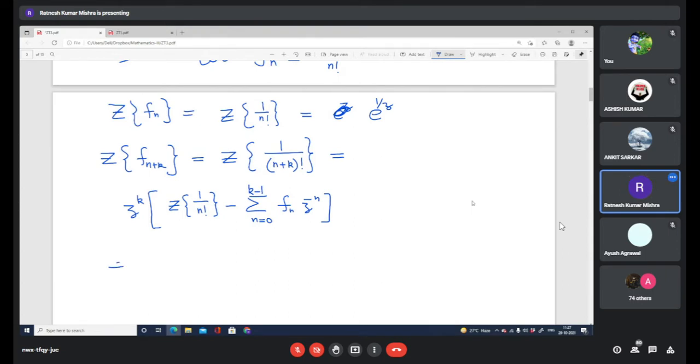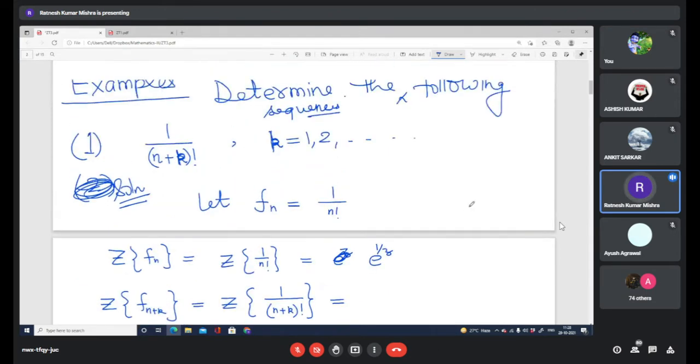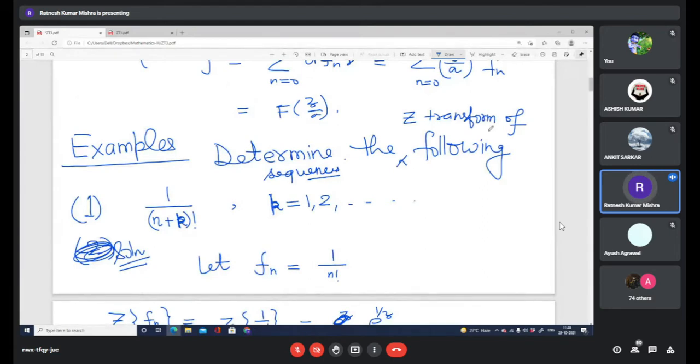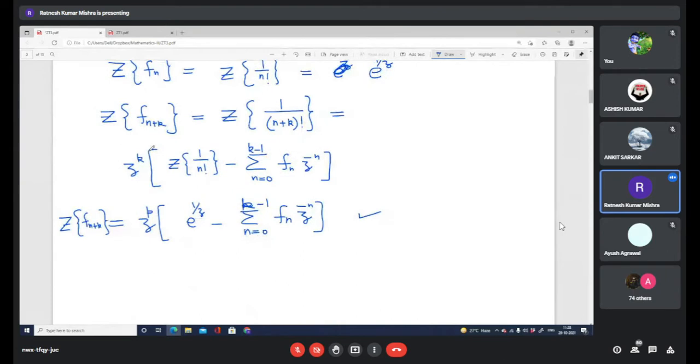Now simplify this one. The z transform of 1 by factorial n is e power 1 by z, minus the summation n equal to 0 to k minus 1 of f(n) z^(-n). So this is the z transform of f(n plus k). What we had to do was determine the z transform of the following sequence. This is done. The first one is complete.